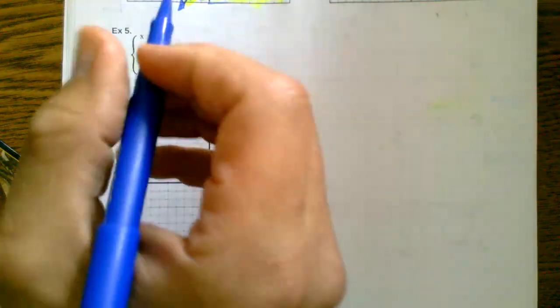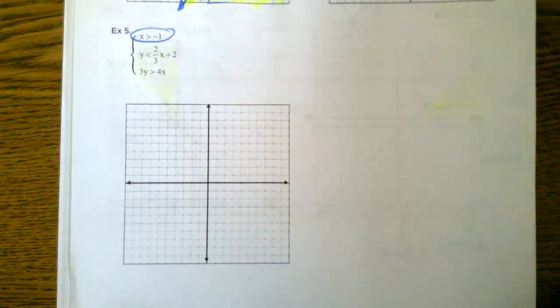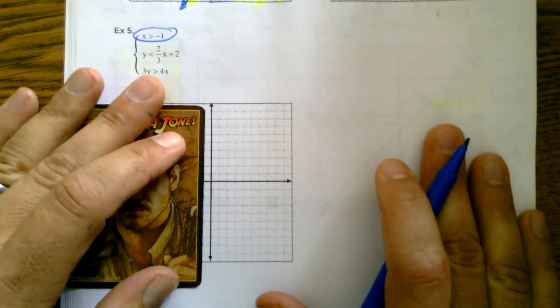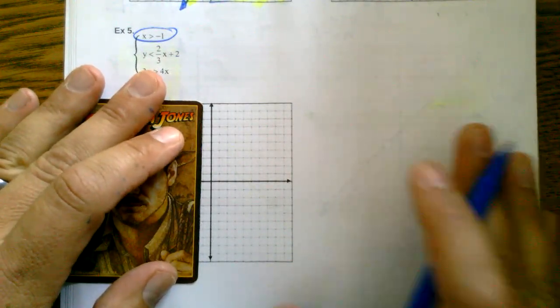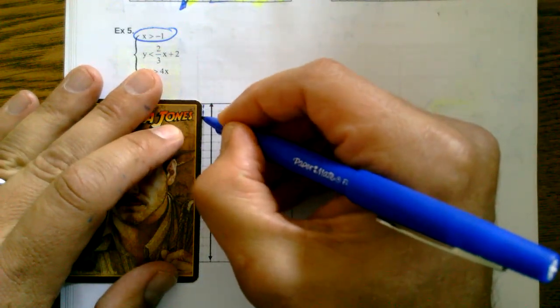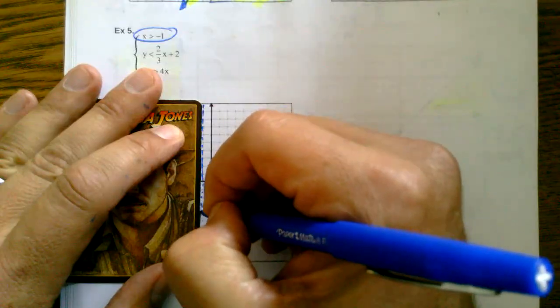Last but not least, and this is getting you guys ready for tomorrow's lesson, the linear programming. We're going to start seeing 3 of these, and just treat it just like you've been doing. I've got x is greater than negative 1. This is x. We got a nice vertical line here. It's not equal to, so I'm going to do a dotted line here at negative 1.